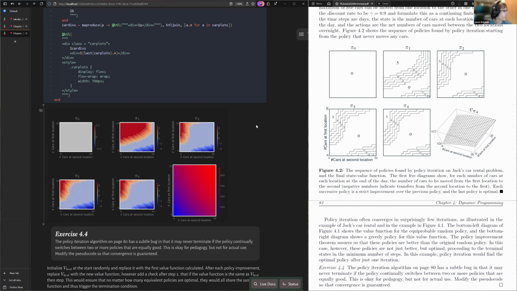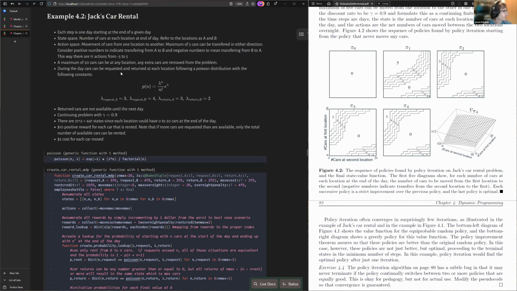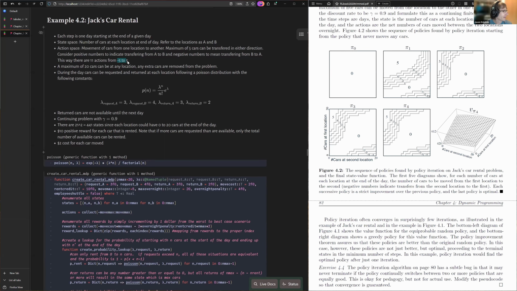That's what I wrote here, right? Just for simplicity, negative numbers mean transferring from B to A, and positives mean transferring from A to B. That way you don't have to have an action space with two different values. You would never move 3 cars from A to B and 3 from B to A. That's a worthless transfer to make, because it's the same as keeping the number the same at each location. Oh, okay, I get it.